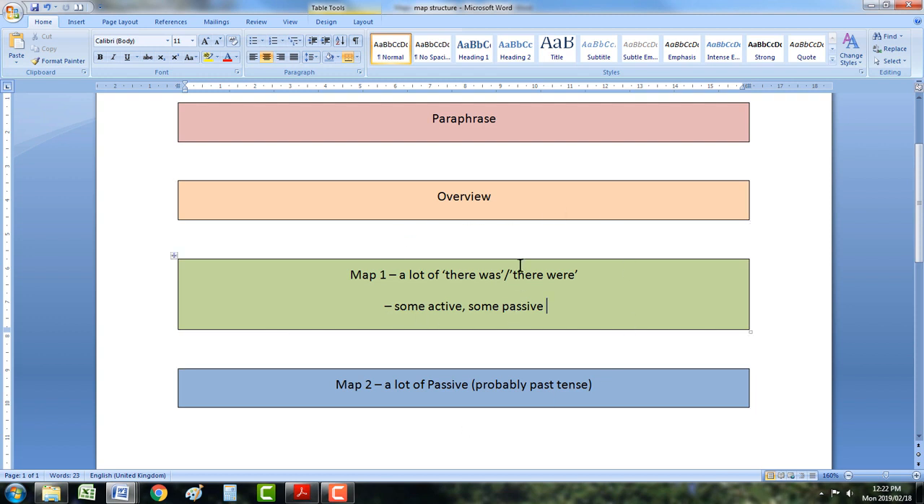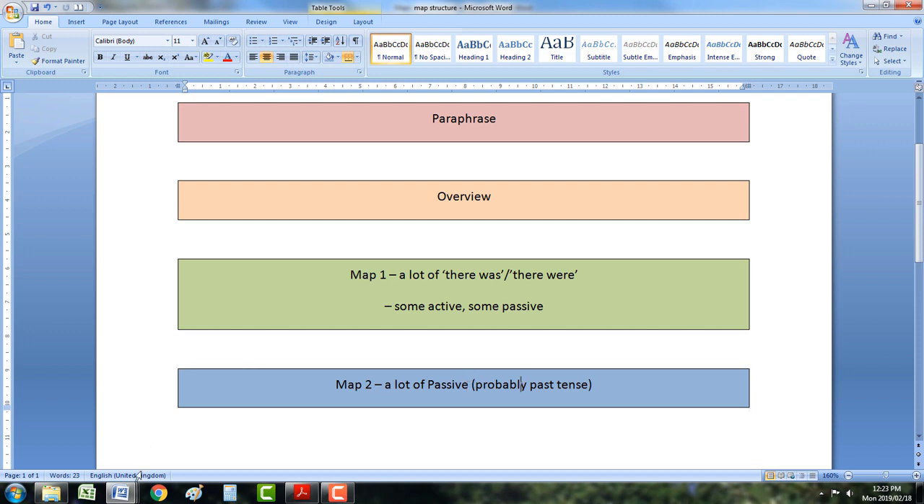Also, because you will use a lot of similar language for this, saying where something was, and then you will use a lot of similar language for this, saying how something changed. You will use a lot of there was and there were in this paragraph. Unfortunately, I wish I could say only active, but some active, some passive. In this one, there is a lot of passive. So really, for maps, you've got to be very aware of when to use active and passive. Passive is super important for maps and processes.